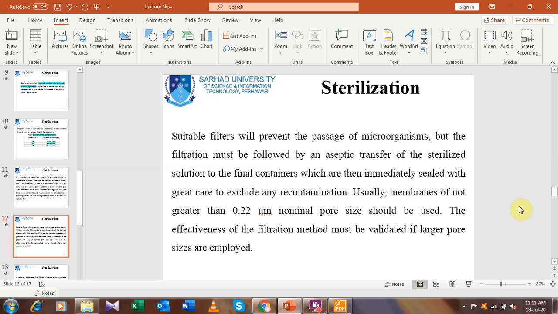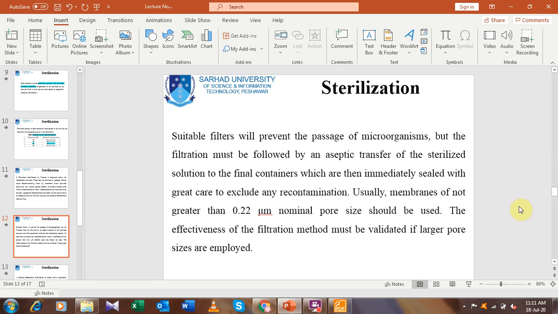Aseptic conditions should be maintained after filtration by suitable filters that will prevent any passage of microorganisms and any contamination. We should immediately transfer aseptically to the final container, and the final container should be immediately sealed with great caution in order to avoid any recontamination of the product at the final stage of filling and sealing.